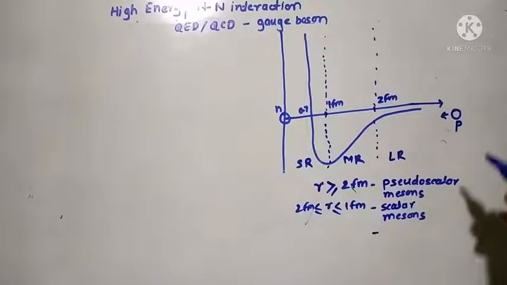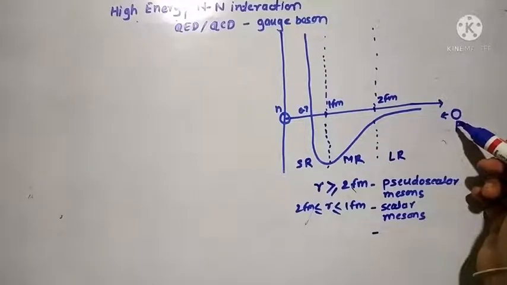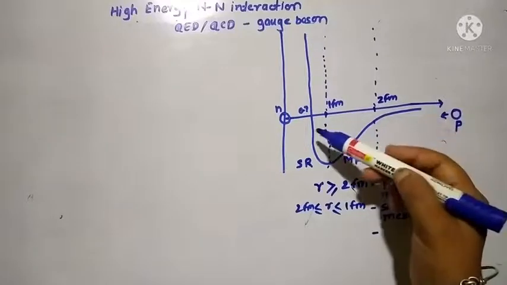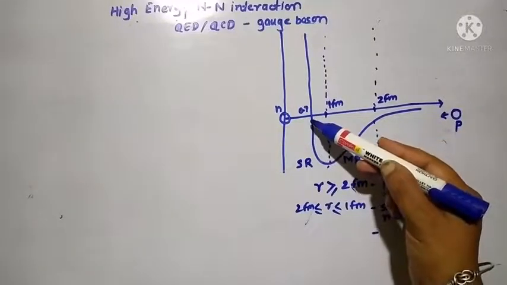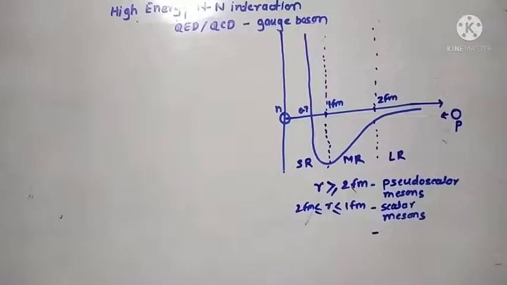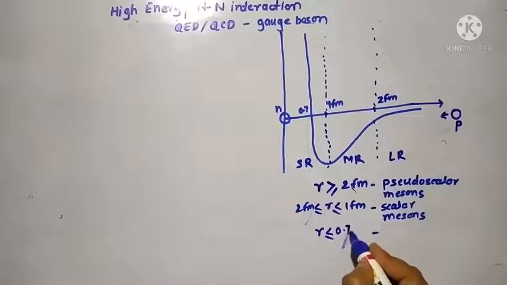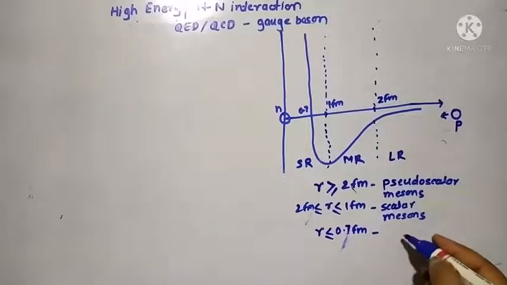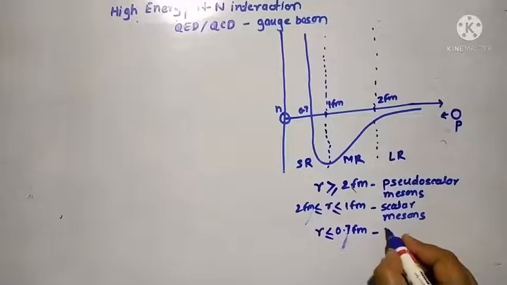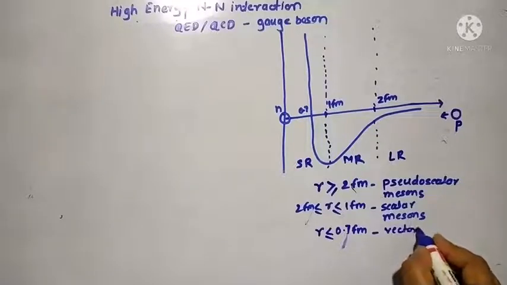Okay, so this type of interaction is mediated by scalar mesons. Now if I again increase the kinetic energy of this proton, and it reaches the region where r is less than or equal to 0.5 or 0.7 femtometers, this type of interaction is mediated by vector mesons.